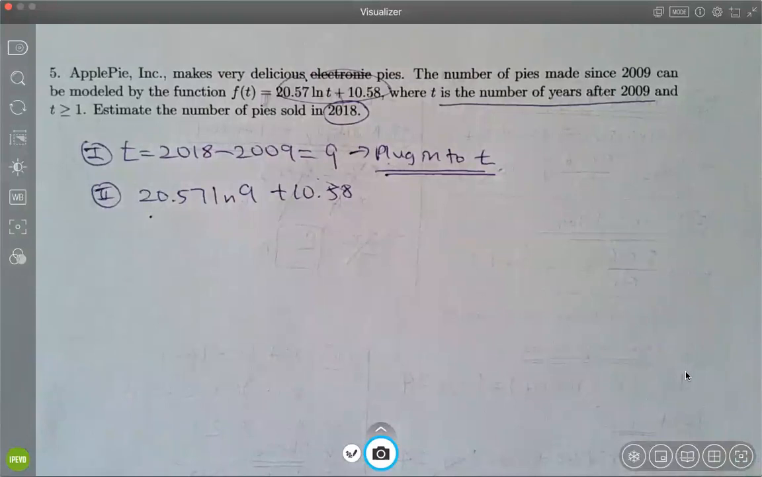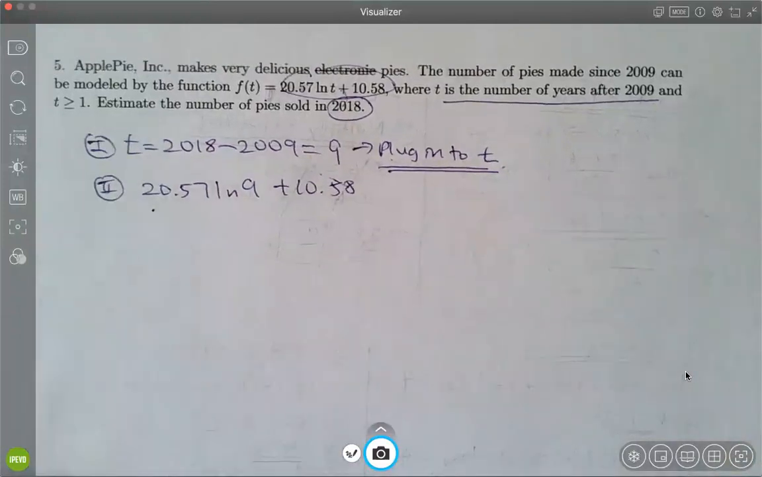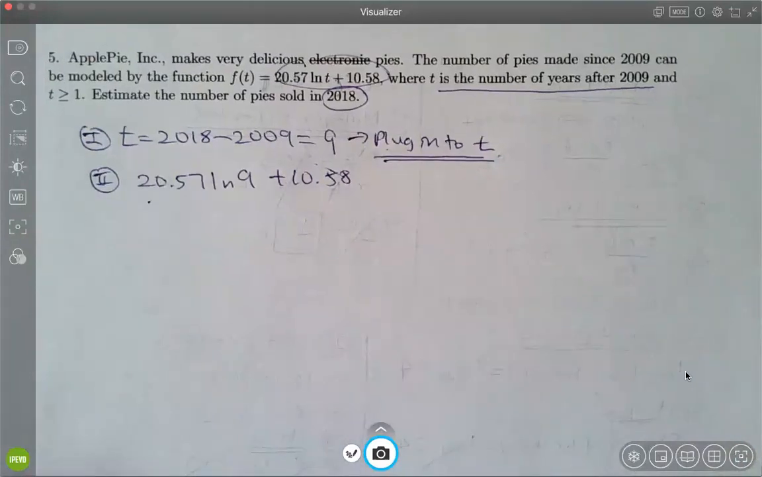I mean, when you go to any grocery store, you don't say, give me 20.57 ln 9 plus 10.58 pies, right? You don't ever say that. Because then people think you are kind of a little bit crazy. So what do you do next?